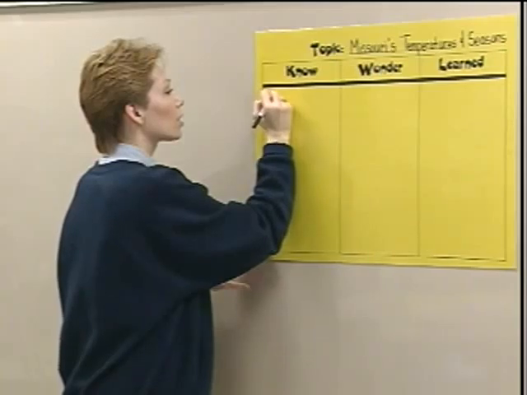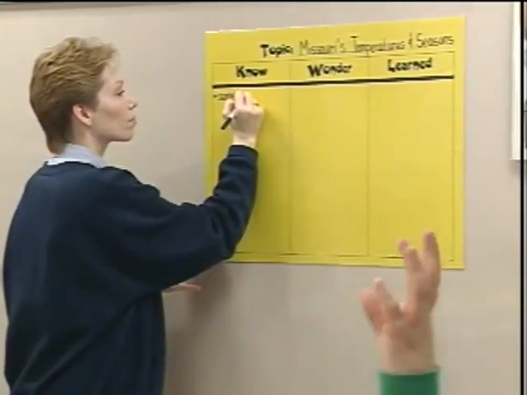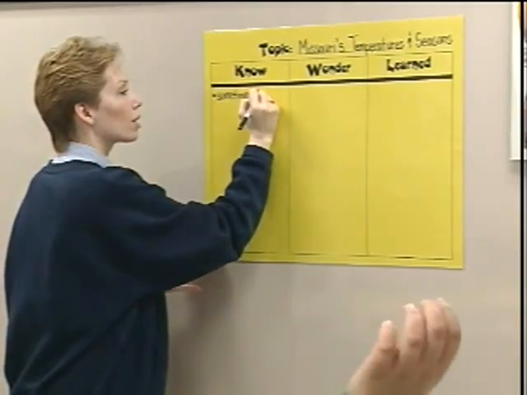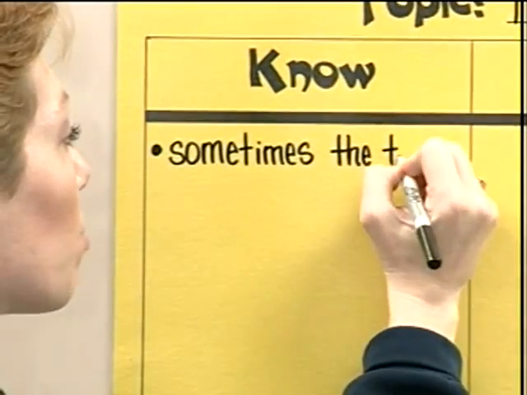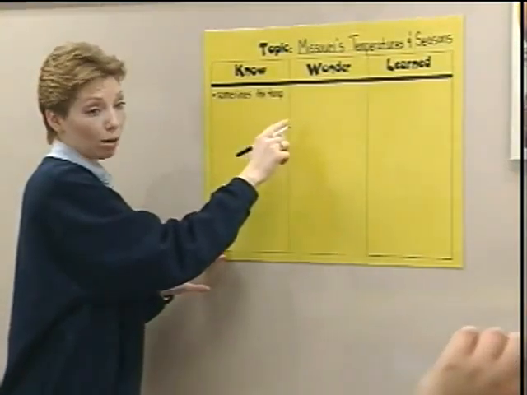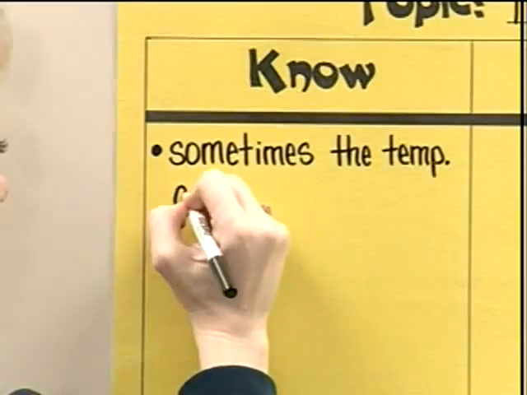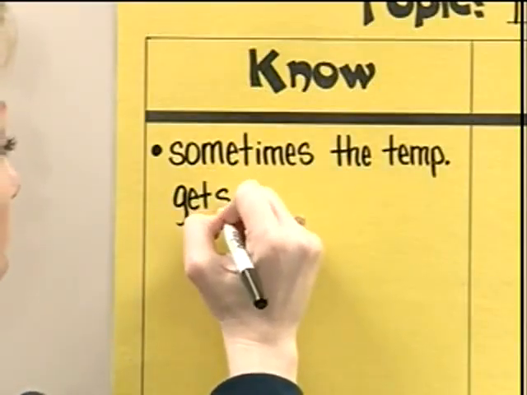Some temperatures get hot and some don't. All right. Sometimes the temperature, and I'm going to use an abbreviation, I'm just going to put temp with a period at the end. Sometimes the temperature gets hot. When does it get hot? In the summer. And in the winter, it gets really, really cold.